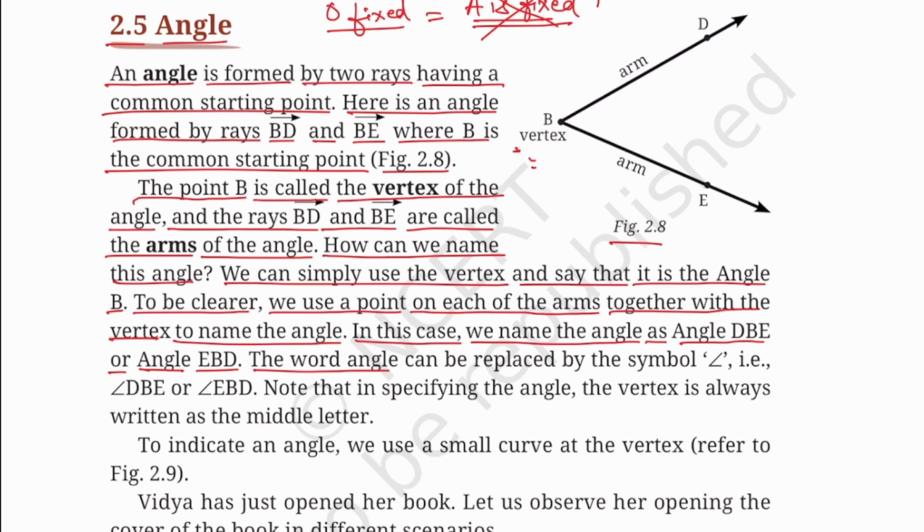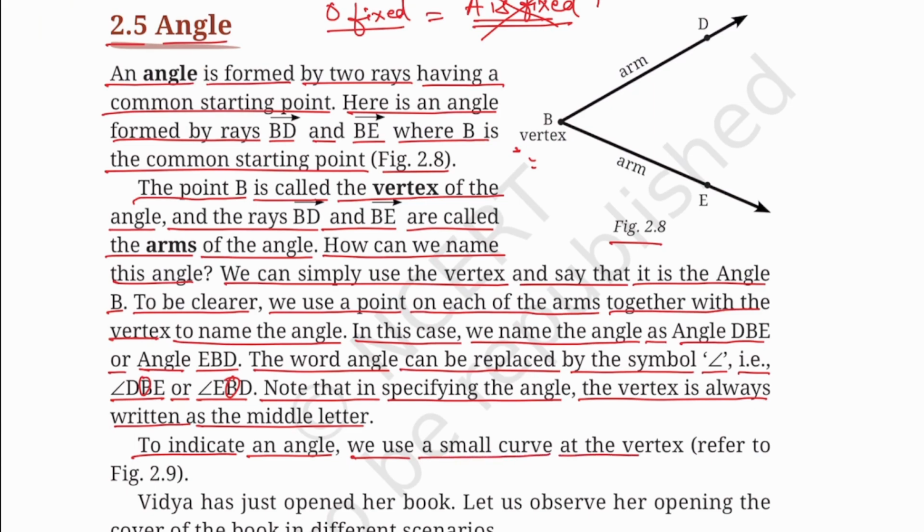The word angle can be replaced by the symbol of this angle, that is angle DBE or angle EBD. Note that in specifying the angle, the vertex is always written as the middle letter. You can see B, the vertex, is already written in the middle. To indicate an angle, we use a small curve at the vertex. Refer to figure 2.9.